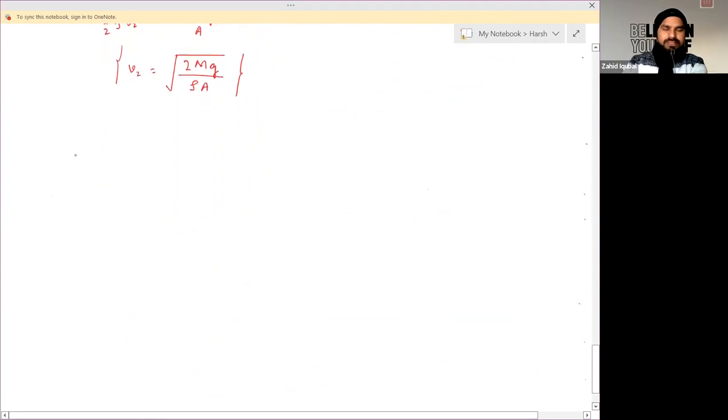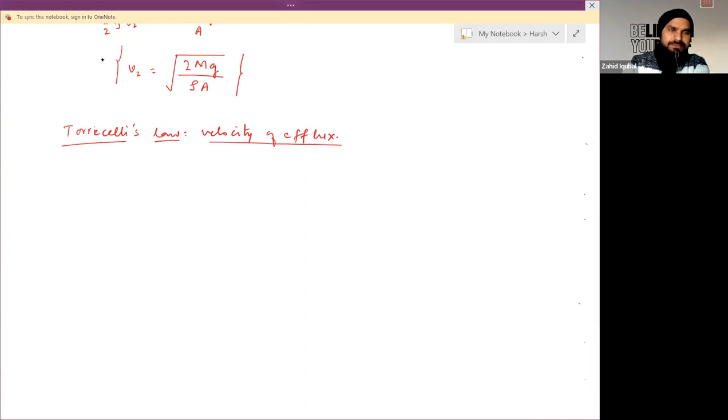The last part of this chapter, on the basis of Bernoulli's principle, is Torricelli's law. It simply defines the velocity of efflux. So what do we mean by efflux? I'll define it.